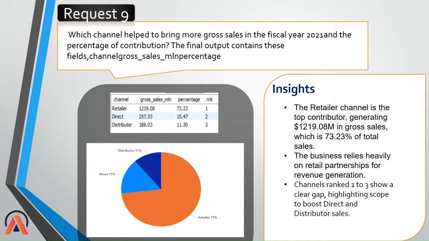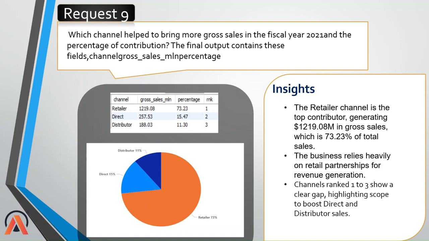Request number 9. Which channel helped to bring more gross sales in fiscal year 2021 and the percentage of contribution? So we can see from the output and this diagram that the retailer channel is the top contributor, generating 219.08 million in gross sales, which is 73% of total sales. The business relies heavily on retail partnership for revenue generation.